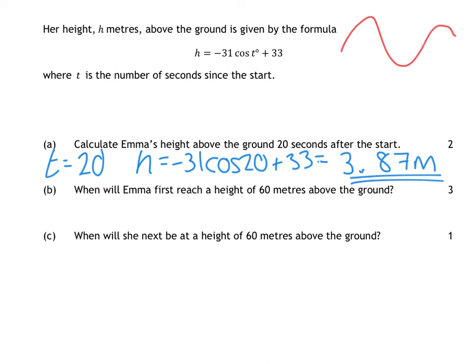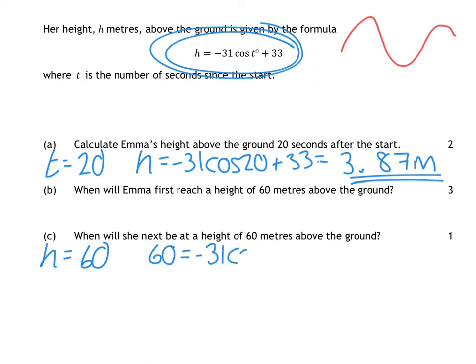And remember there's two answers. There's the 60 metres when she goes up, and then there's the 60 metres when she goes down. So it just wants to know, when is your height 60? So we're going to replace the height with 60. I've just looked ahead and seen that it's a negative letter, so I'm going to do 60 equals negative 31 cos t plus 33.